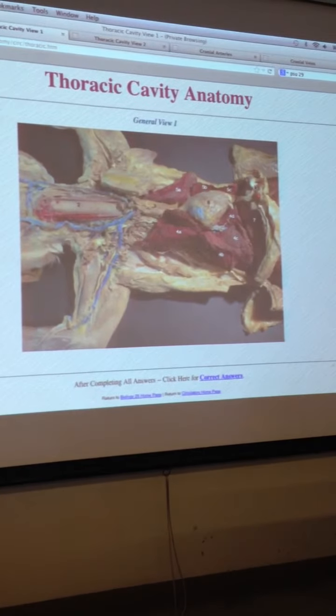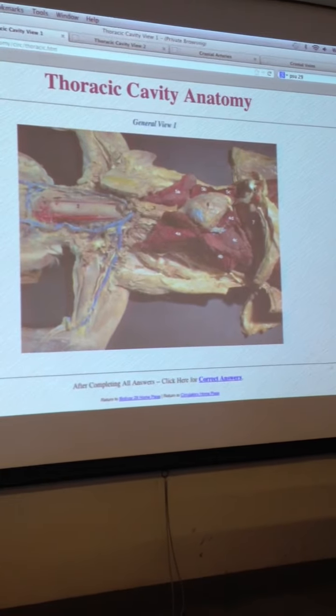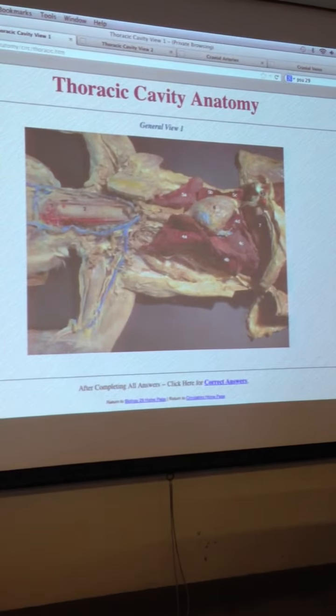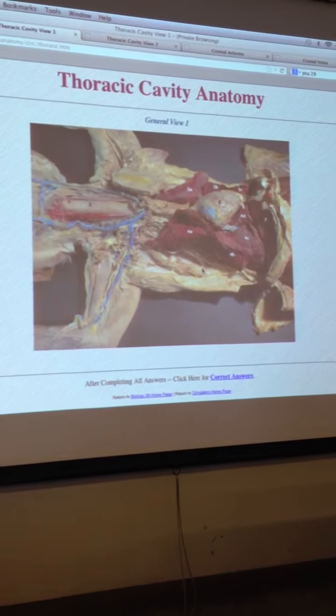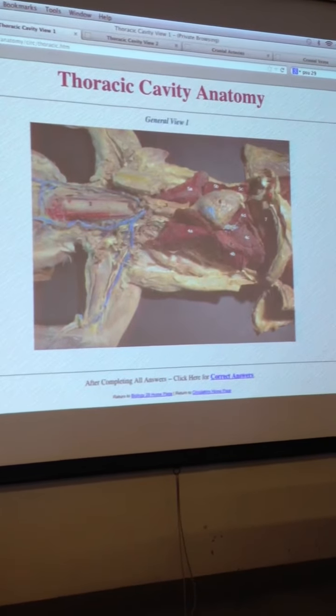Okay, just a little more of the dissection. So now back to the membranes. For the thoracic cavity, first you need to know the pleural cavity and membranes. The membranes that you'll need to know are, again, associated with the lungs.